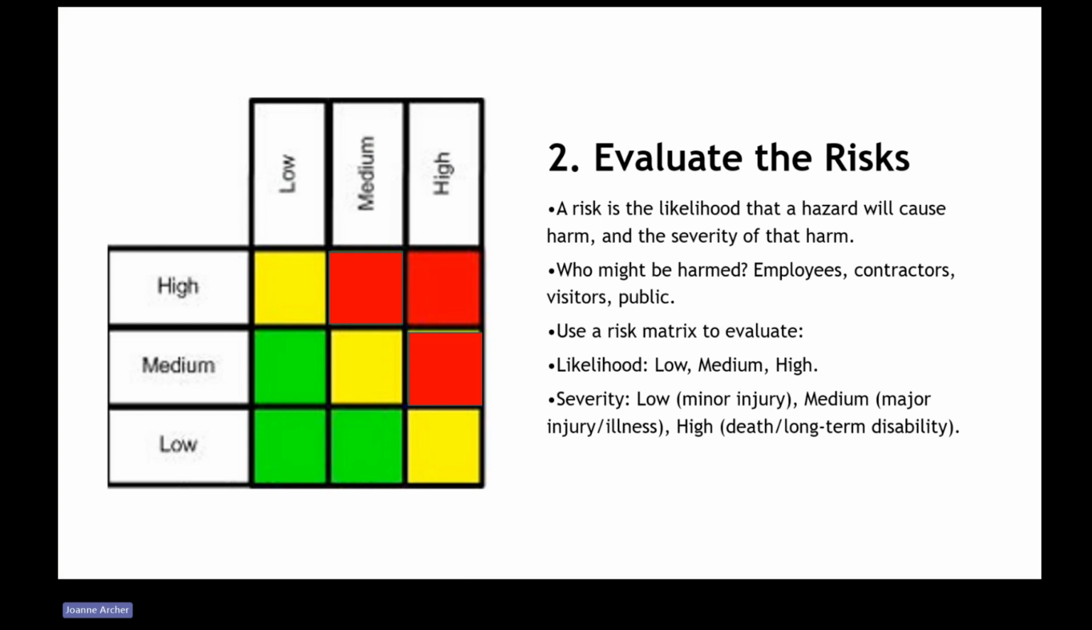So number 2 is to evaluate the risk. A risk is the likelihood that a hazard will cause harm and the severity of that harm. We do the risk versus hazard, which is the key distinction. The hazard, for example, is the wet floor. The risk is the likelihood of someone slipping and the potential injury they might sustain from that.